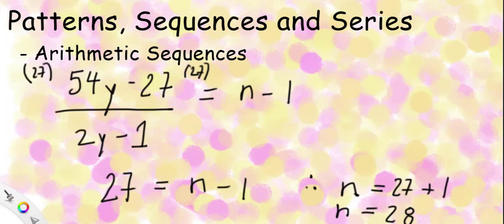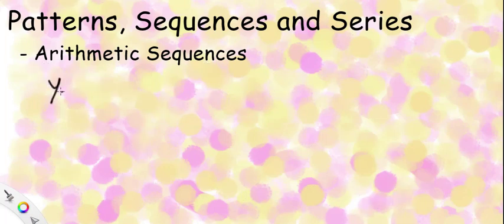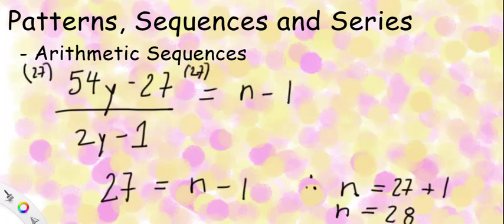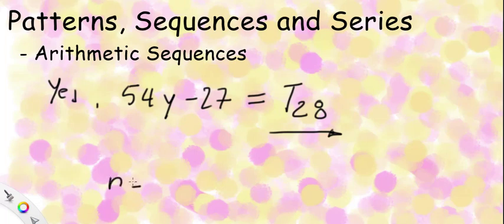So the answer to the question is yes. That the term 54y minus 27 does belong in the sequence, and it's equal to term number 28. That's simply how we solve it. If we had found that n is equal to 28.3, then we were going to be like, no.